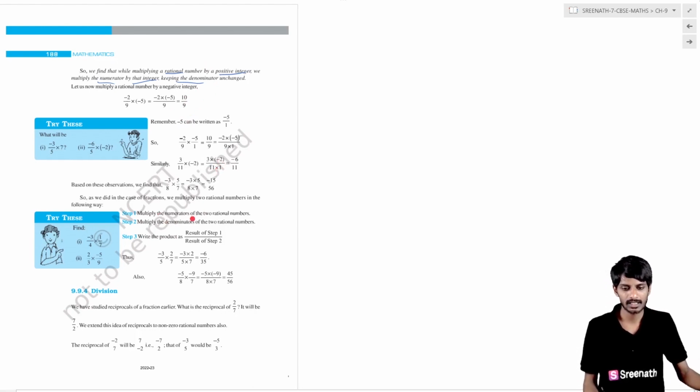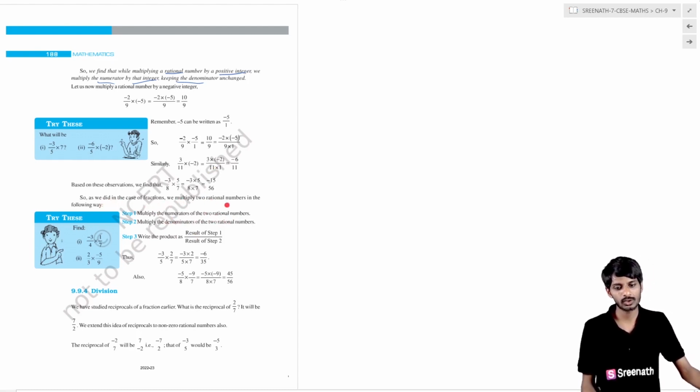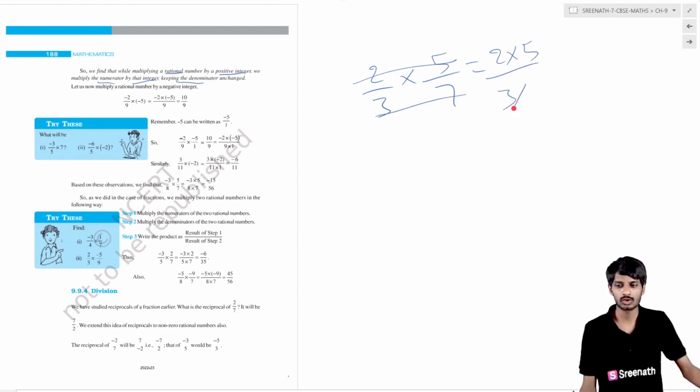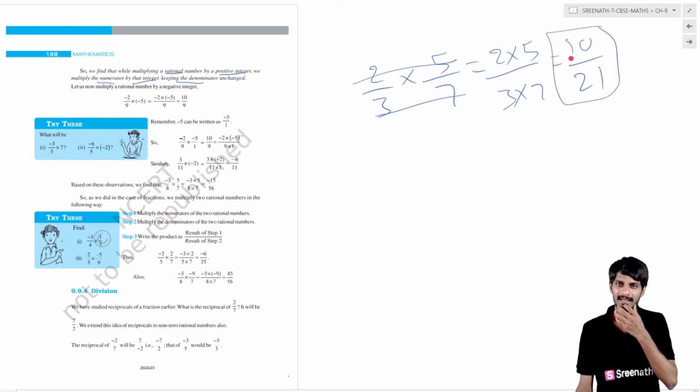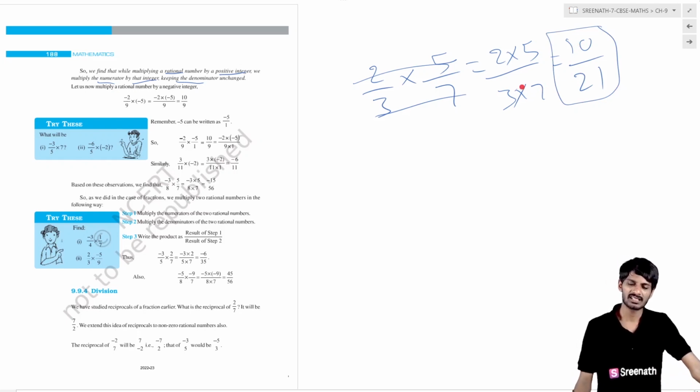So step 1 is to multiply the numerators of the two rational numbers. As we did in the case of fractions, we multiply two rational numbers in the following way. How do you multiply two rational numbers, suppose 2 by 3 and 5 by 7? That is very simple. Step 1 is multiply the two numerators, that is 2 into 5, and multiply the two denominators, that is 3 into 7. So finally that is 10 by 21. Very simple: just multiply both numerators and write in the numerator, multiply both denominators and write in the denominator. That's it. That is the case in the multiplication of rational numbers.